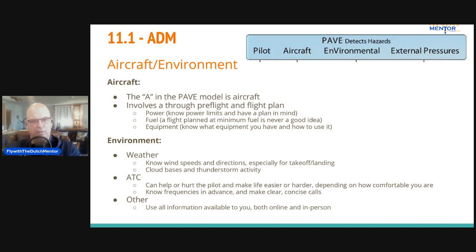The next component is the environment, right? And we're going to dive a little deeper into that, so I don't want to spend too much time on it. But know what the weather conditions are, not only now, but in the future, right? Meaning, if I'm going to plan for a 90-minute flight, I want to see what the weather is going to be like in 90 minutes.